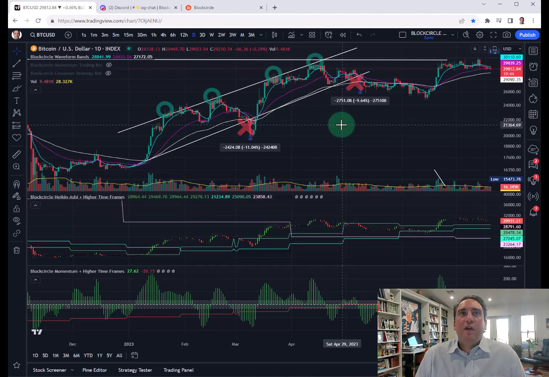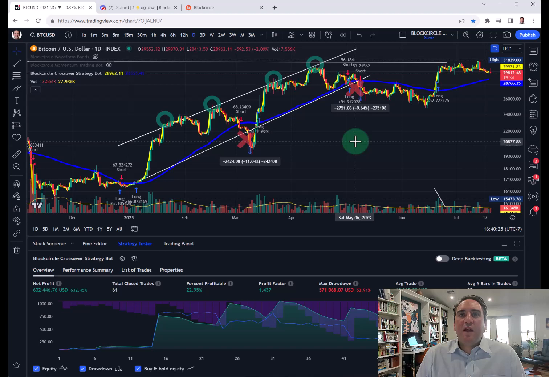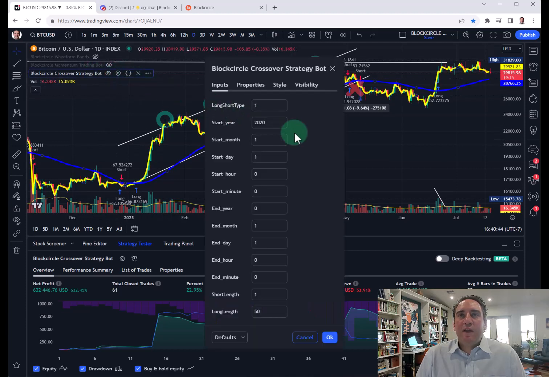So now let's go over to the Blockcircle crossover strategy bot. What this is showing you is meant to be a fairly straightforward introductory convergence divergence type of trading bot, where it's looking at crossovers between primarily two moving averages. By default, the way that we've set this up is one. If you want to have long only or short only, or if you want to have both longs and shorts, you would modify this.